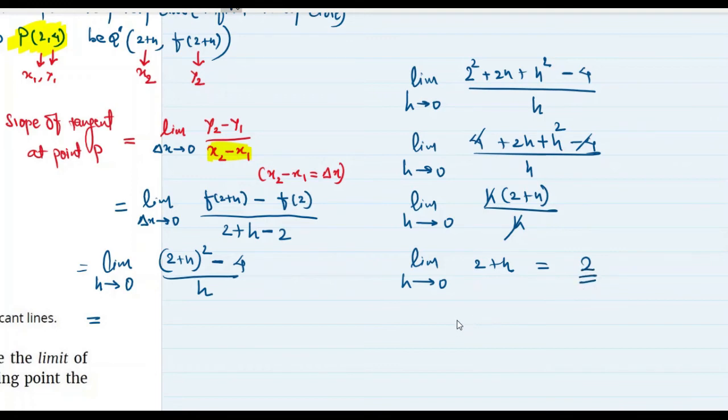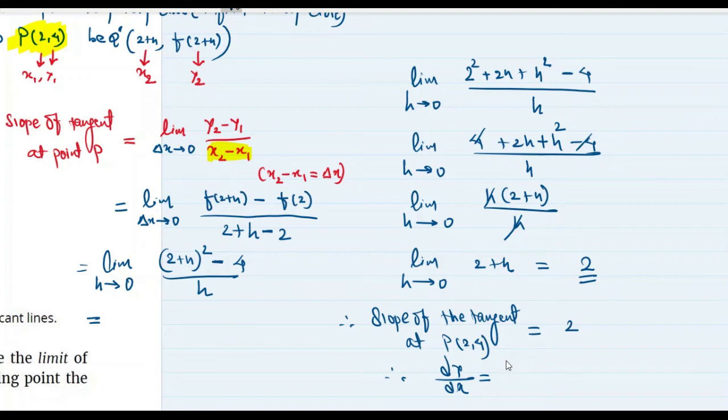And here what you have is the slope of the tangent at point P. Therefore, slope of the tangent at point P, which is 2 comma 4, is equal to 2, and therefore we can say that dy by dx, the derivative of this function y or f of x, is nothing but 2 at 2 comma 4. There you go, we found the derivative.